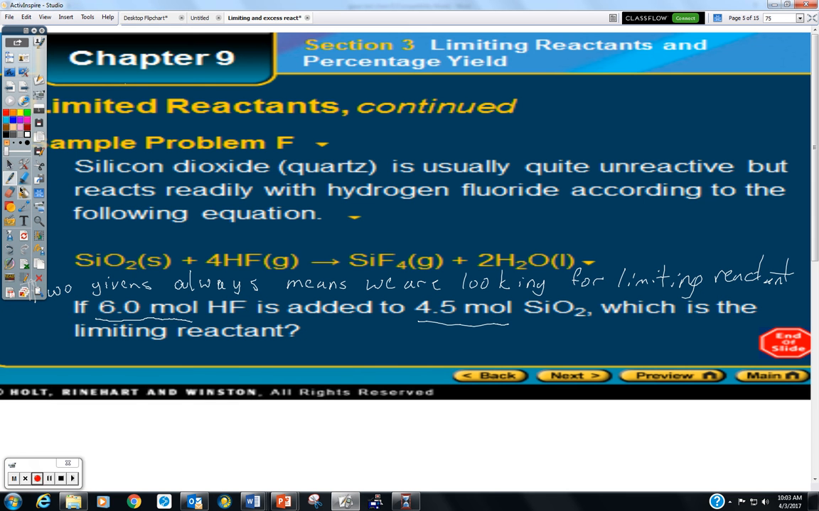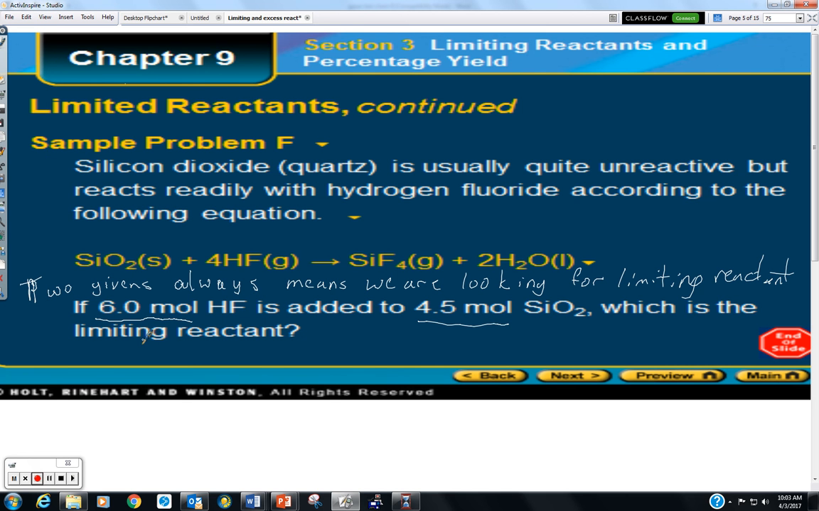So let's go ahead and look at how we would set this up. One of the things I want us to realize is we have two reactants. We have reactant A and we have reactant B. So we're going to have two different problems that we set up here.